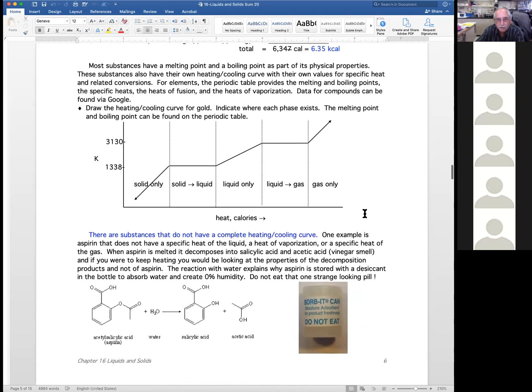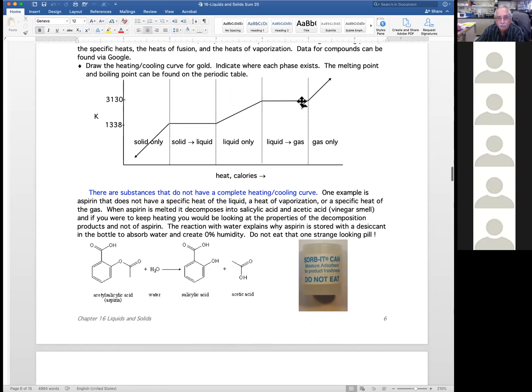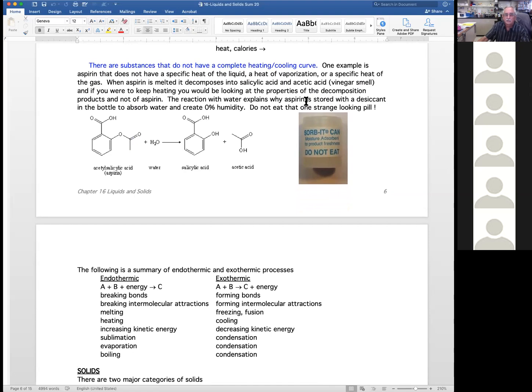And then most substances will have a complete heating and cooling curve. So you got 2 steps. Most substances. So here I drew one for gold. So what did I do? I went to the periodic table because gold is an element. Here's the melting point. Here's the boiling point. Then there are substances that do not have a complete heating cooling curve. For example, aspirin.